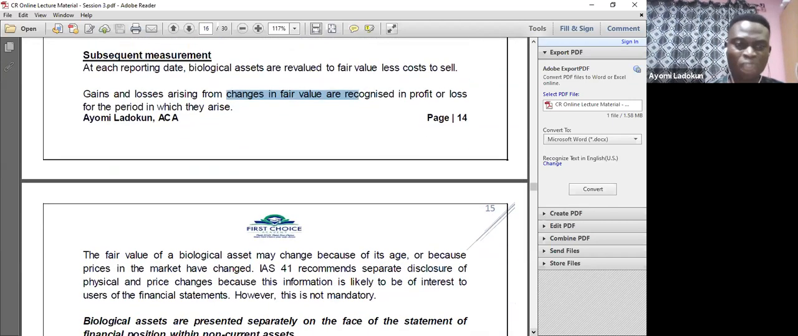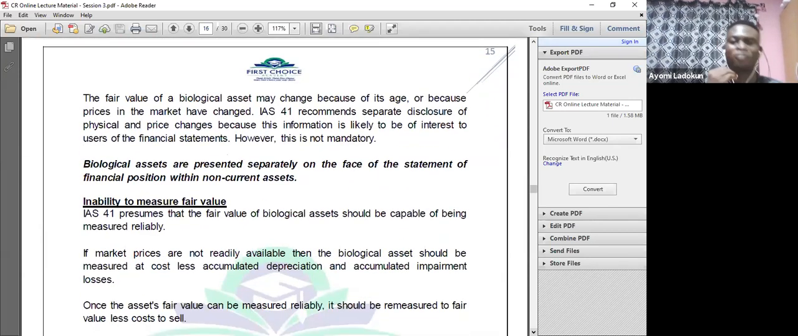So you measure at fair value less cost to sell. Don't say value in use. There's no value in use there. So you measure it at fair value less cost to sell, and gains and losses are recognized where? In the P&L account.